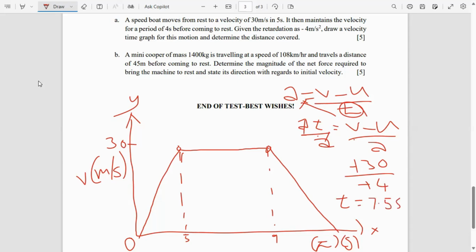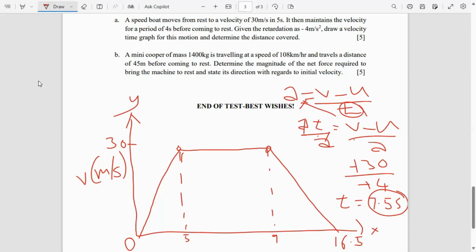7.5 seconds, which means this is the total time taken for this object to come to rest. So on the 9 seconds that I already have, I'm going to add this 7.5 seconds. And what is it going to give us? It is going to give us 16.5. So the time here at the end point is 16.5 seconds. And that means that was the total time taken for this journey. So this is the velocity time graph of this car. I'm done with the velocity time graph.